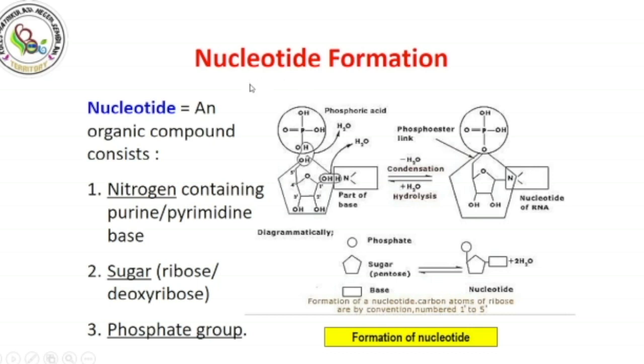The next is nucleotide formation. So what is nucleotide? Nucleotide is an organic compound that consists of a nitrogen-containing purine or pyrimidine base, sugar, either ribose or deoxyribose sugar, and then phosphate group. So these three components must combine together in order to form a nucleotide.